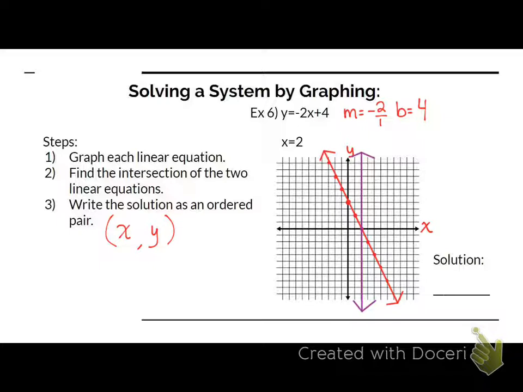Okay. Then we need to find the intersection. Where do those lines cross each other? If you want, you can make that point a little bit bigger and bolder. You have to find where your lines cross and then write that as an ordered pair. Lydia, do you have it? 2, 0, I agree. 2, 0 is how we would name that point. Questions about example 6? Need more time on this slide? Okay.